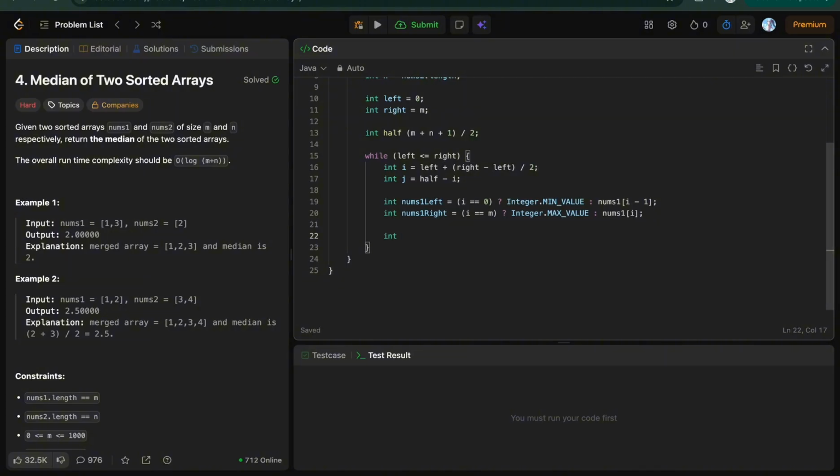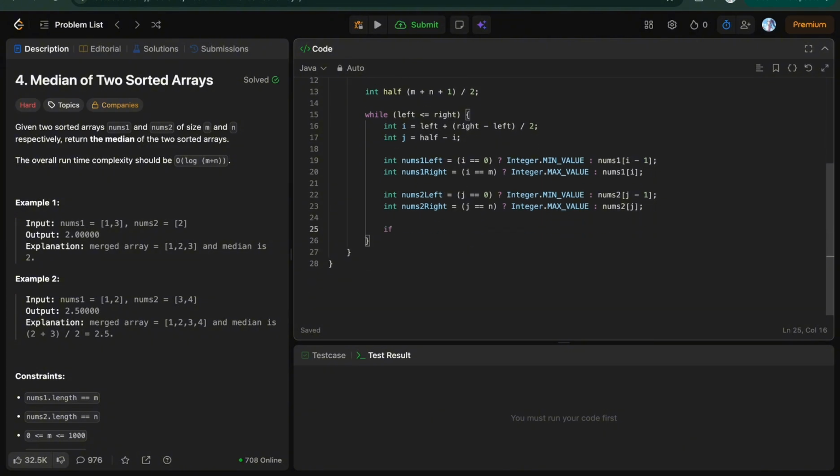Now let's do integer nums2Left and nums2Right. For this part, you write the same thing, except it's j, then j minus 1. For the bottom part, same thing with j, but this time it's n instead of m. And we're doing the same thing, integer max value, and then just j.